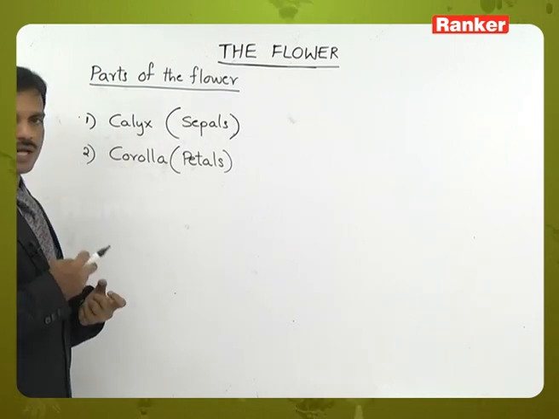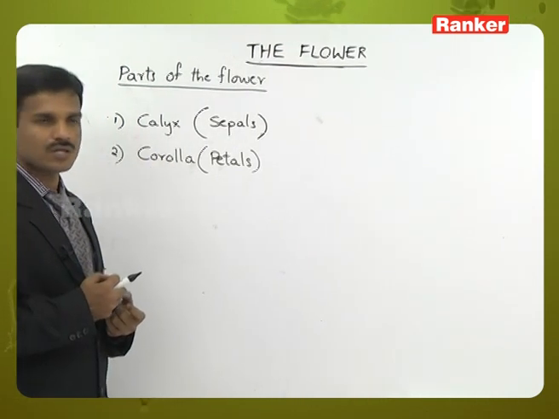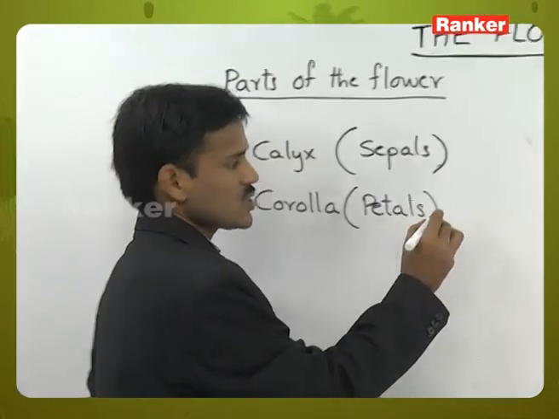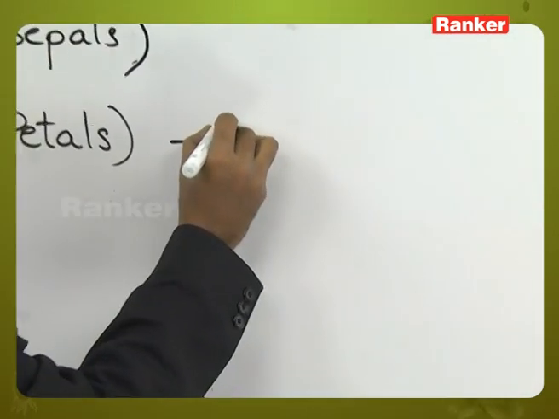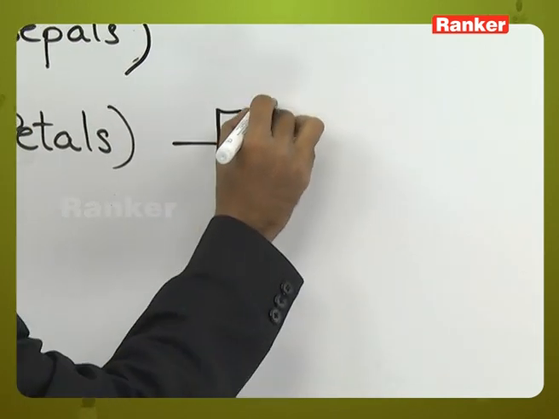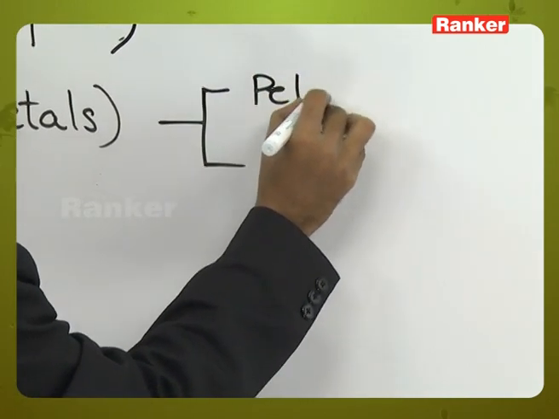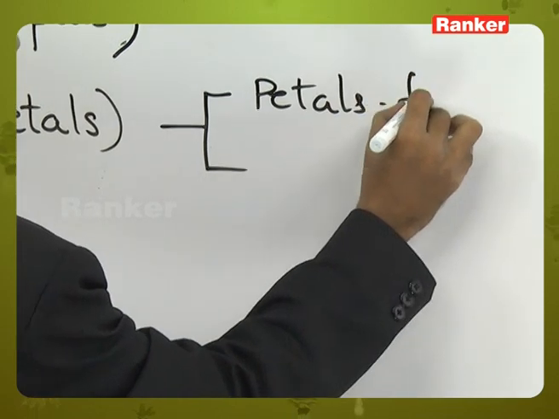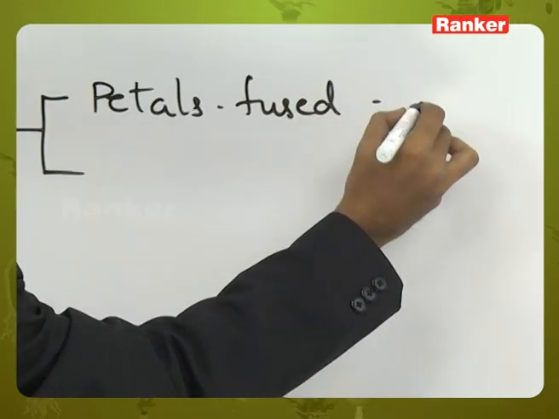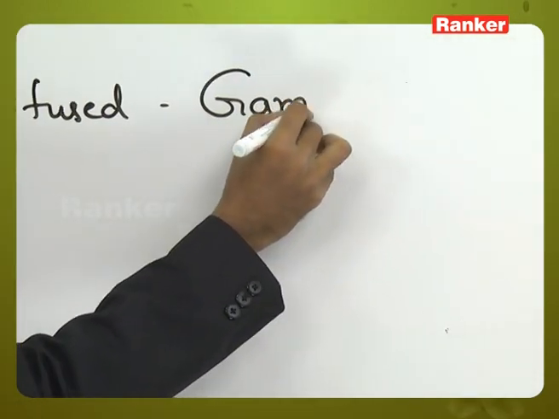The corolla's main function is to attract the insects to favor the pollination. The petals are sometimes fused, sometimes free also. Here the petals are fused. So the fused condition is called gamopetalous.